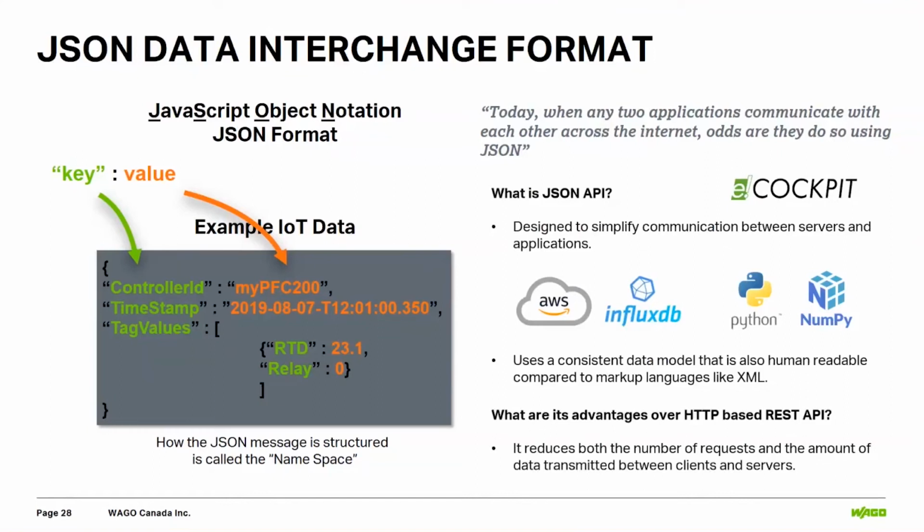So what are some of the advantages of JSON over traditional HTTP based protocols? Really it's that it reduces both the number of requests and the amount of data that's transferred between clients and servers. So it's a lot more efficient, and especially when you have multiple devices on this network, we want to make sure that we're using our bandwidth as efficiently as possible.